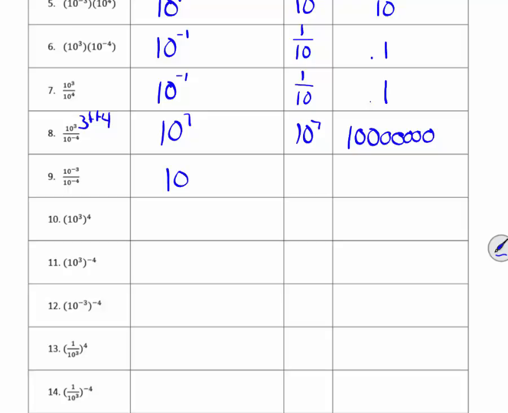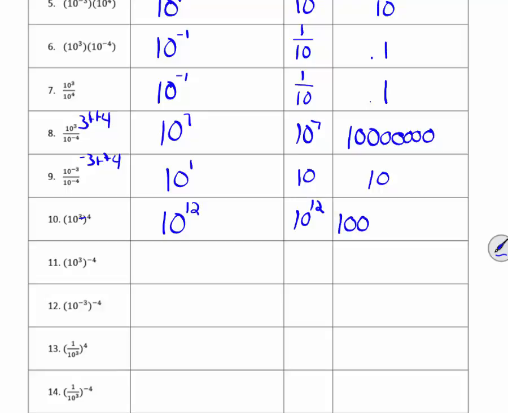So we're going to have 10. Again, my exponent subtraction is really negative 3 minus negative 4. Leave, change. That's 10 to the first, which is 10. Here we have to now multiply our exponents. 10 to the 12th. That is a positive exponent.